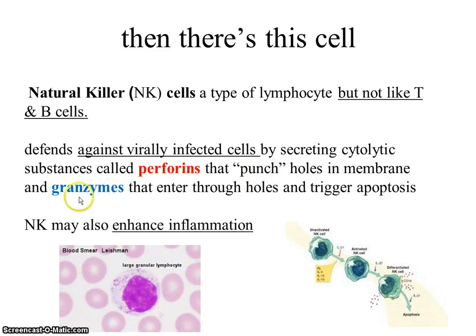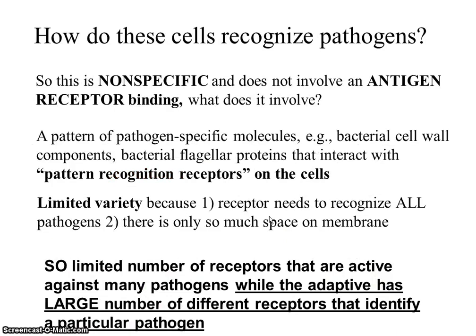And then they have this other chemical called granzymes, which enters and triggers apoptosis. So the granzymes basically tell the infected cell to die. Right? Apoptosis is cell suicide. And in natural killer cells, some of these granules also help increase inflammation, which brings in more cells to help defend. All right. So again, these are non-specific and do not involve an antigen receptor.